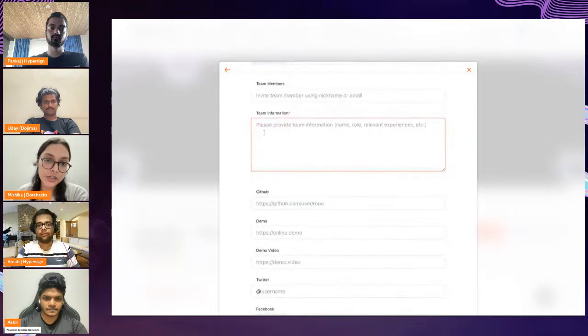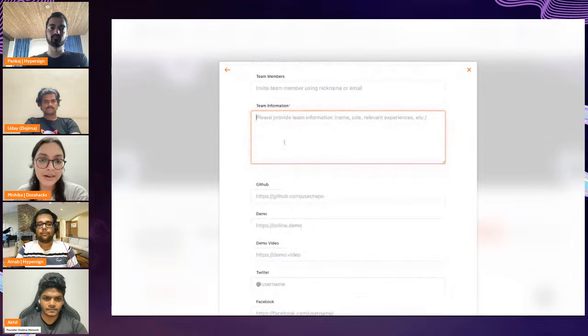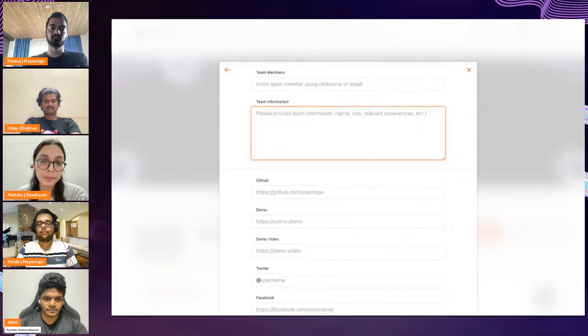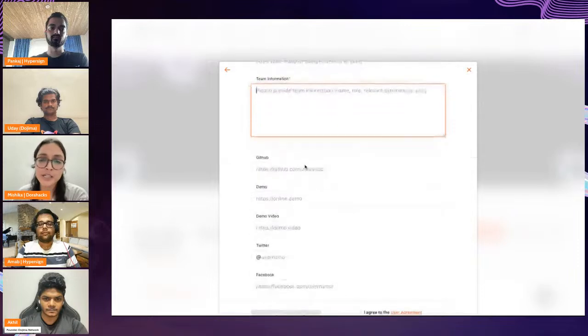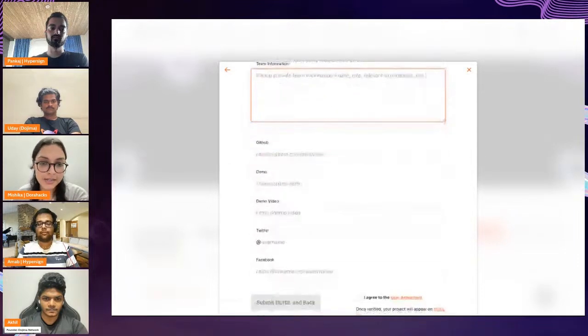And then team information. Feel free to again lay down interesting points about the team members that you have, or even yourself. If you are a solo dev who is hacking solo, feel free to tell us more about your relevant experiences, past roles, and so on, even past projects if you find anything interesting.